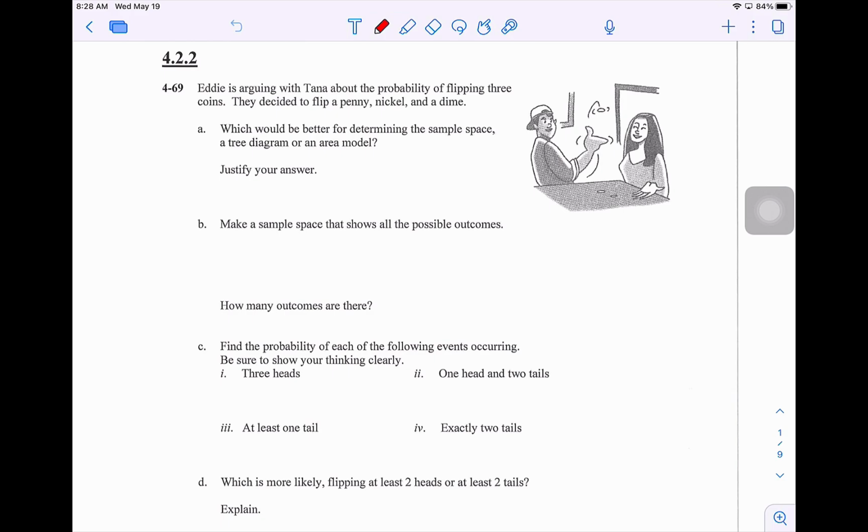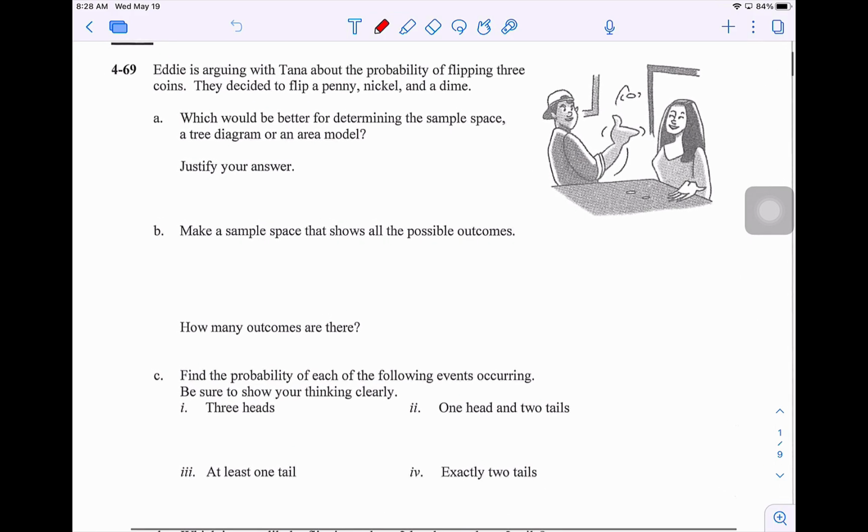Problem 4-69 here. Eddie is arguing with Tana about the probability of flipping 3 coins. They decide to flip a penny, a nickel, and a dime. Not that it really matters, to be honest, that they're a penny, a nickel, and a dime. That's just their way of saying they're 3 different coins. You could be flipping 3 dimes and still get the same outcomes. Okay, 3 quarters, doesn't really matter.